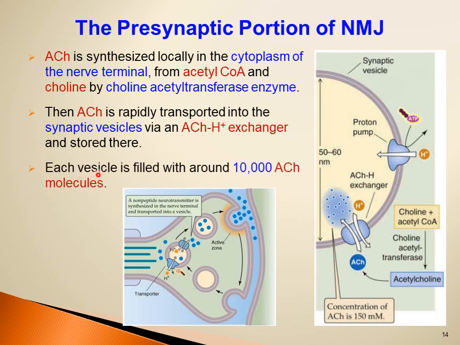Each vesicle is filled with around 10,000 acetylcholine molecules. So in most textbooks, the number of acetylcholine molecules inside one synaptic vesicle is between 5 to 10,000 molecules.